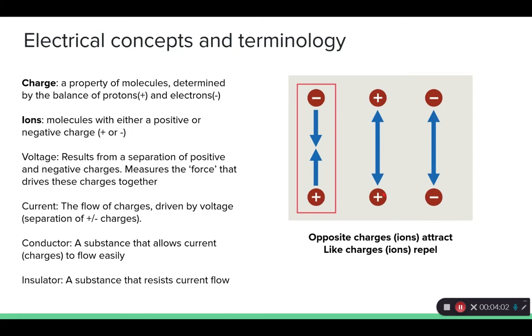Like charges do the opposite. They repel. So two positive charges repel. They want to be farther apart from each other. And the same thing is true for negative charges. Two negative charges repel one another.